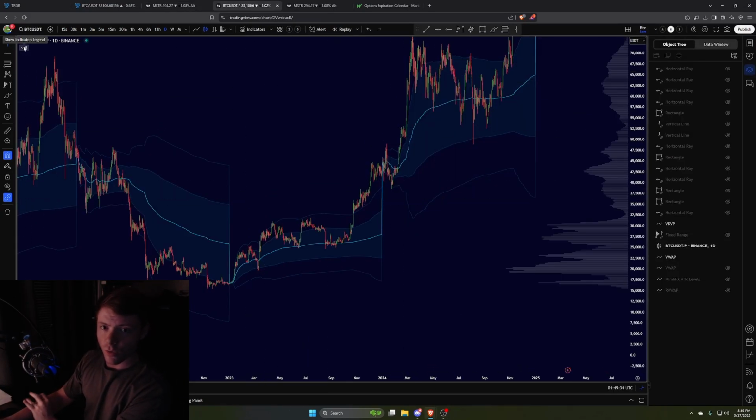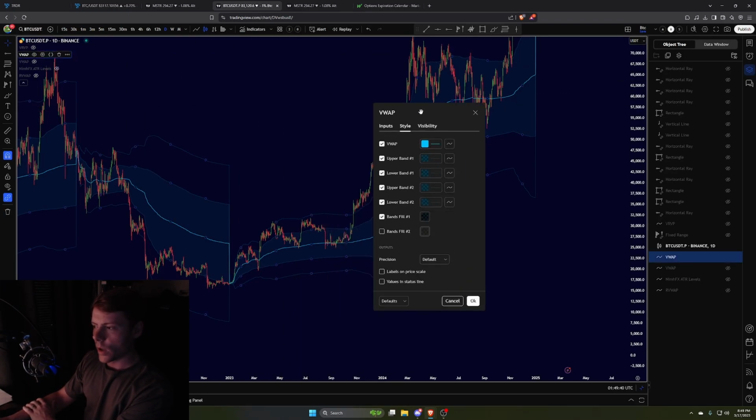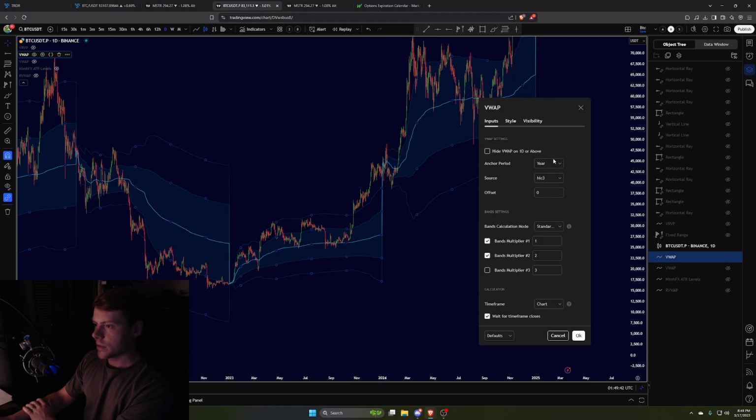First thing I want to go over, how do you set it up? So what you're going to want to do, you'll add your VWAP to your chart, and then basically, this is a yearly. I use yearly, quarterly, monthly, and daily VWAPs. So this is going to be the yearly, so I anchor it to the year. Then source, just leave the same.